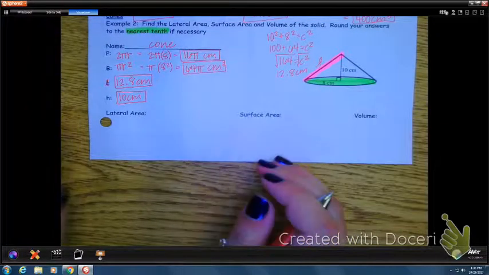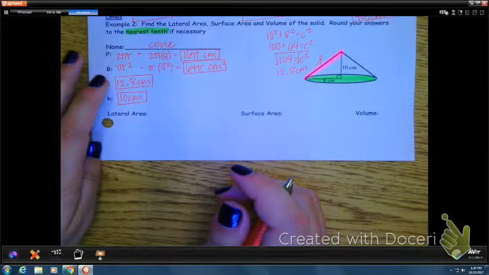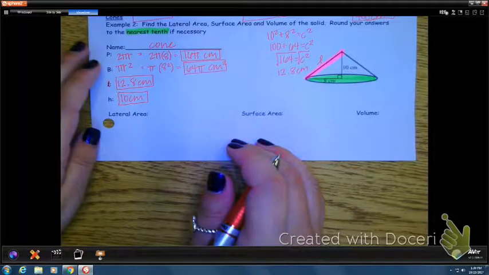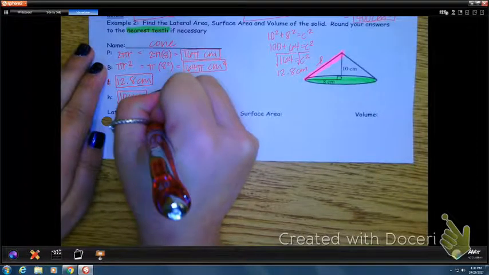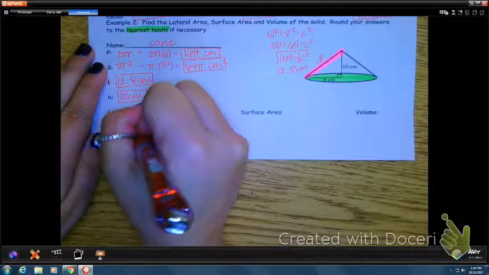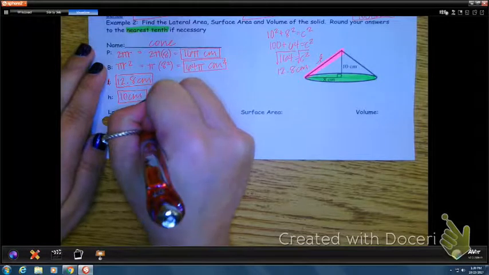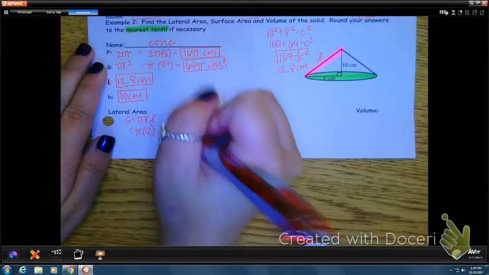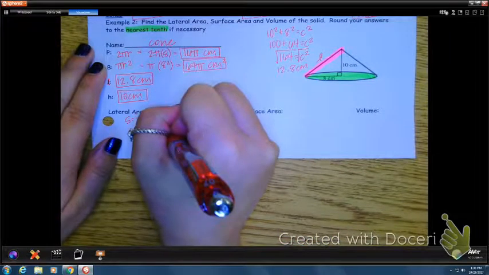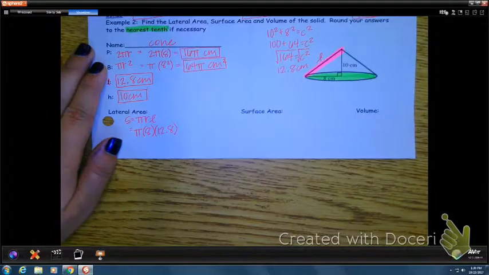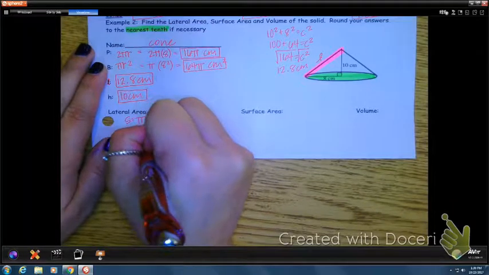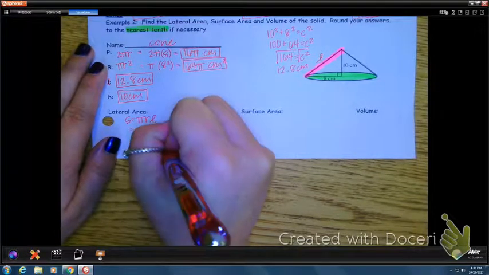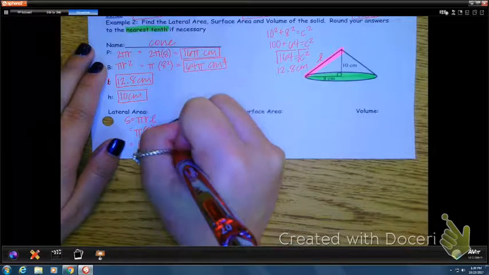All right, now we're doing lateral area. The formula for lateral area is pi r L. So you have pi times your radius, which is 8, times L, which was 12.8. That's 102.4 pi centimeters squared.